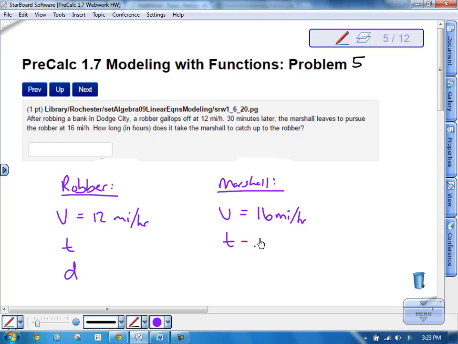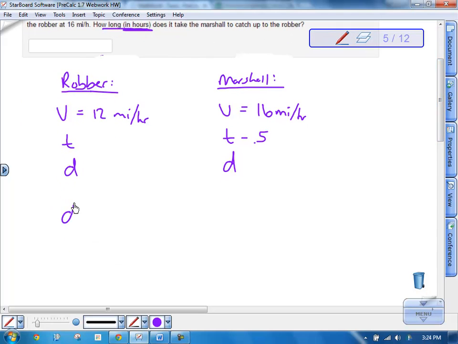So t minus, I'm going to do 0.5 hours instead of 30 minutes because they want me to give how long in hours. So I'm going to make sure this is in hours, miles per hour. So he's going to be traveling for half an hour less than the robber. And then the distance is the same because we want them to catch each other. So let's write an equation for distance for the robber, which is distance equals velocity times time. And let's write an equation for distance for the marshal, which is distance equals velocity times time. And we can set these two equal to each other.